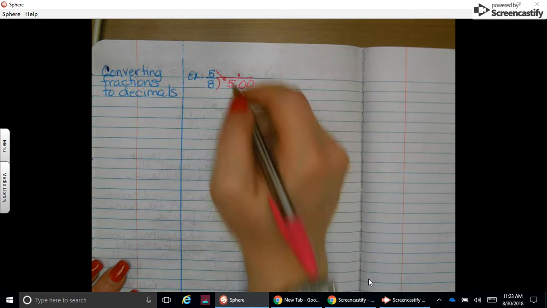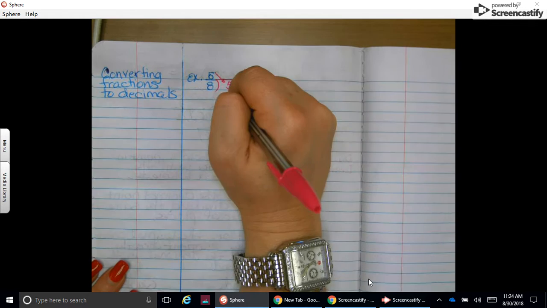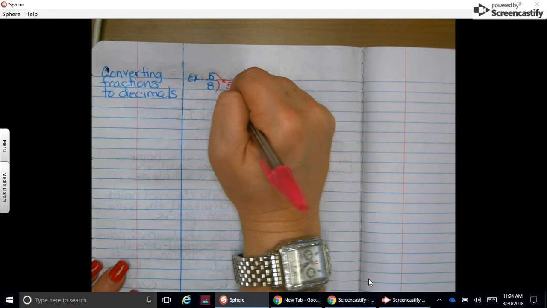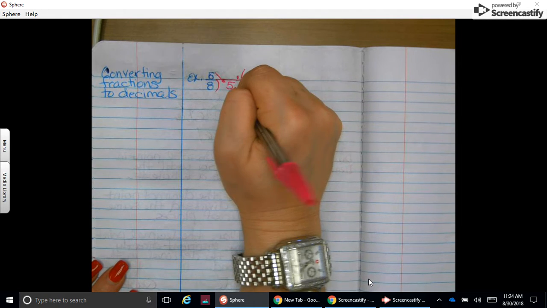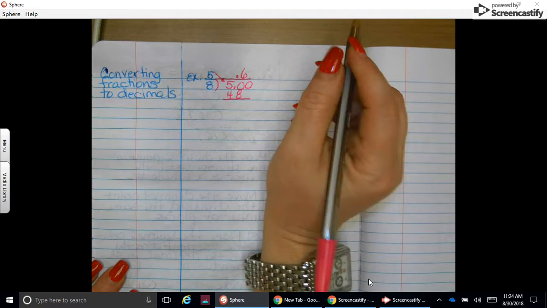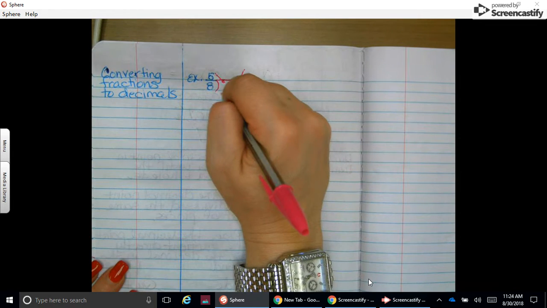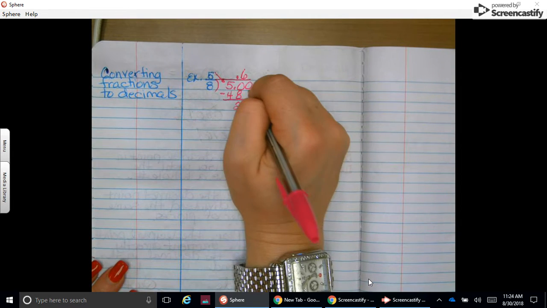You guys want to go get calculators? You can use calculators. 6? It is 6. And 8 times 6 is 48. But you're welcome to go get calculators if you want them. So 50 minus 48 gives me 2 left over. I'm going to carry down that 0. So now I've got a 20.